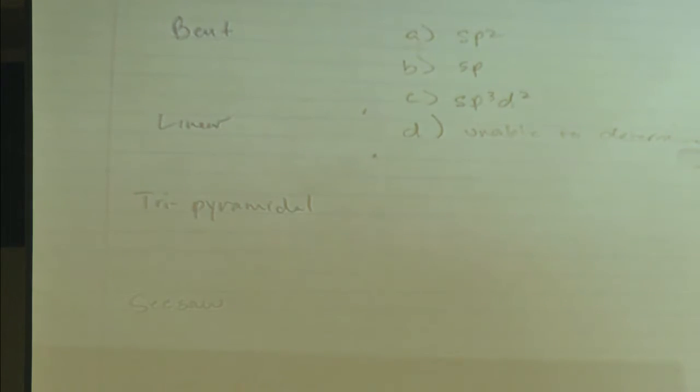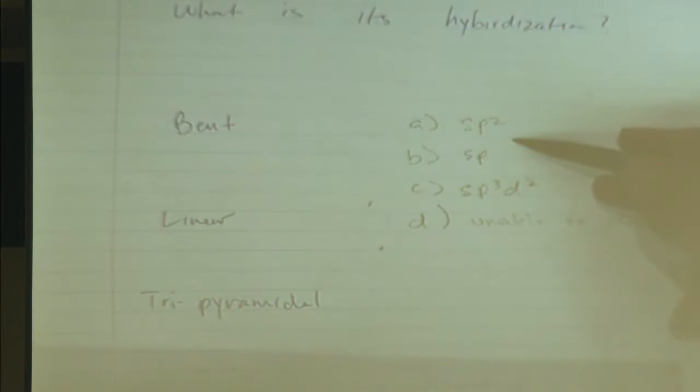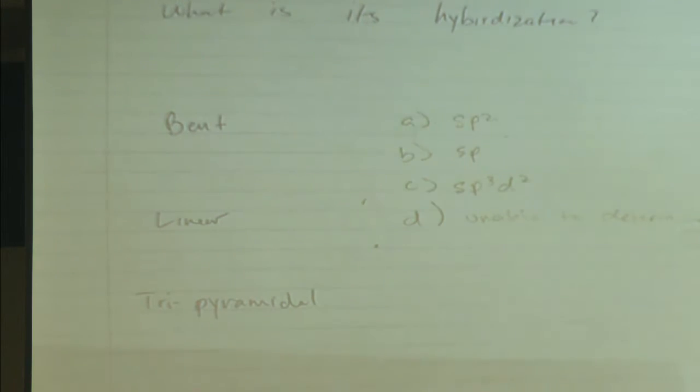What about linear? sp? Okay. Do we see linear in more than one place? Yes. What's the other hybridization where linear is present? If there's two lone pairs and what?